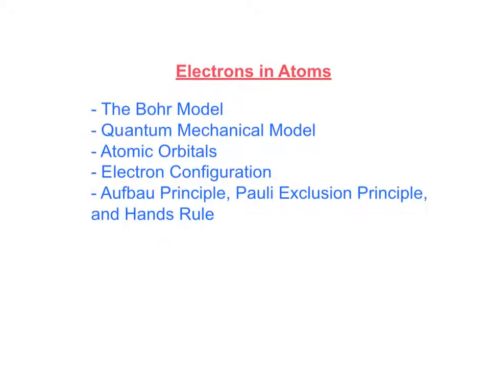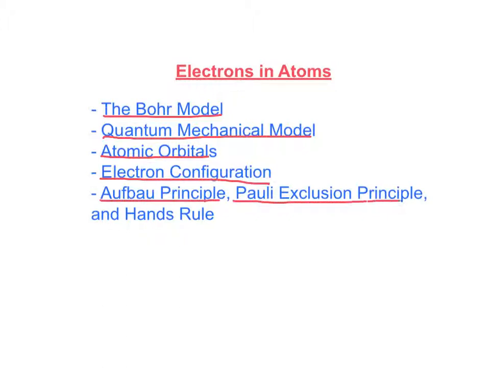Hi, my name is Hannah Lyons, and I will be discussing electrons and atoms, which is Chapter 5 in the textbook. This chapter covers the Bohr model, quantum mechanical model, atomic orbitals, electron configuration, Aufbau Principle, Pauli Exclusion Principle, and Hund's rule. This video is going to cover and explain all of these topics.